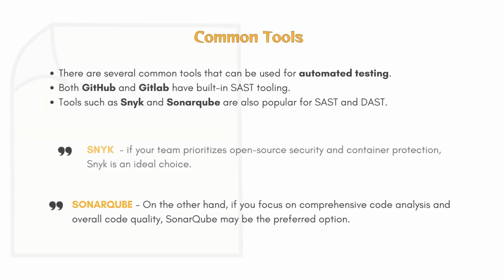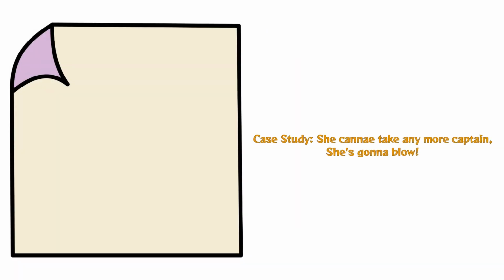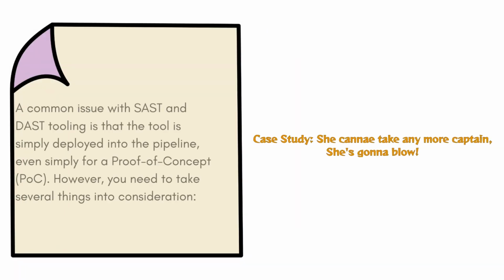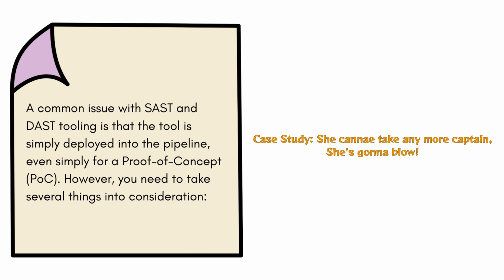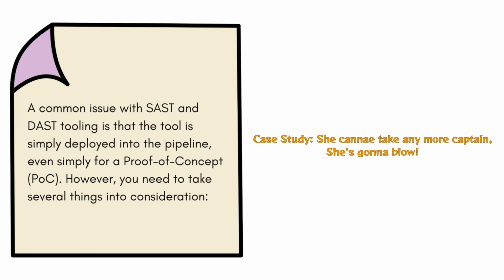Case study. A common issue with SAST and DAST tooling is that the tool is simply deployed into the pipeline, even simply for a proof of concept. However, you need to take several things into consideration.